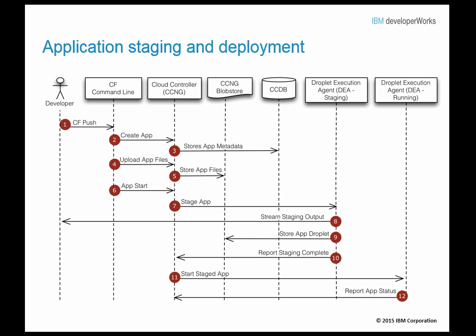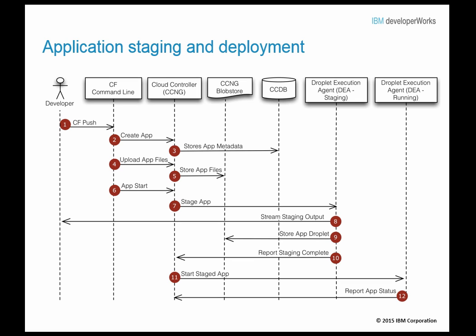At the command line, the developer enters the directory containing the application and uses the cf command line tool to issue a push command. The cf command line tool tells the Cloud Controller to create a record for the application. The Cloud Controller stores the application metadata, like the app name, the number of instances the user specified, and the build pack. The cf command line tool uploads the application files. The Cloud Controller stores the raw application files in the blob store.